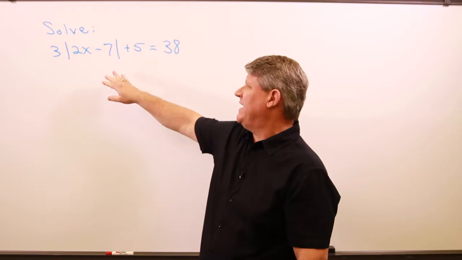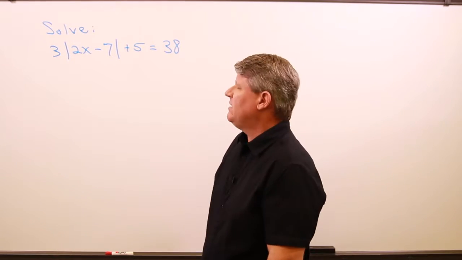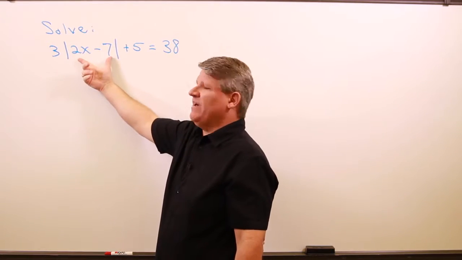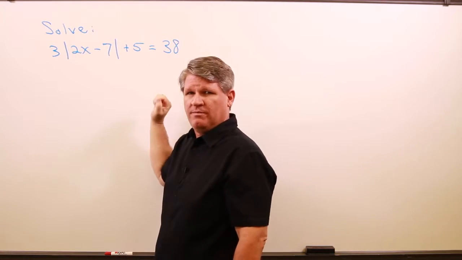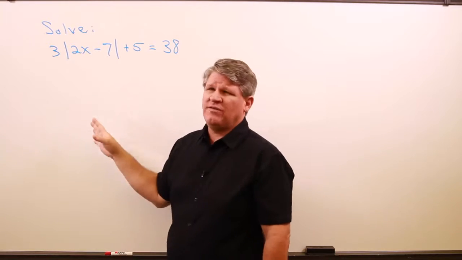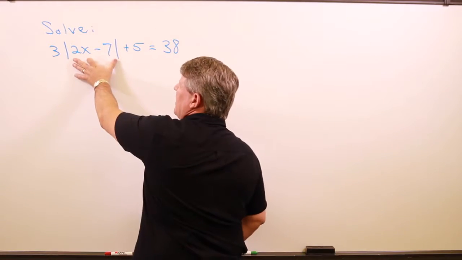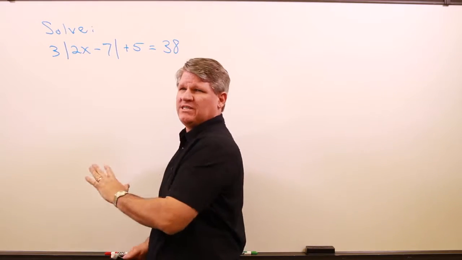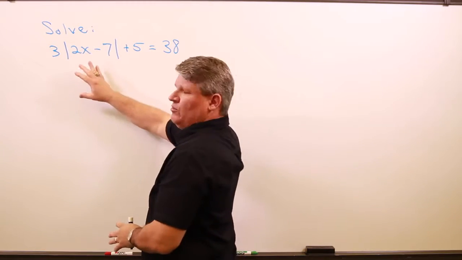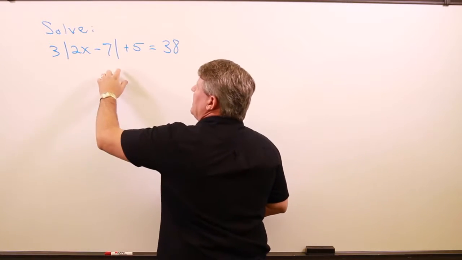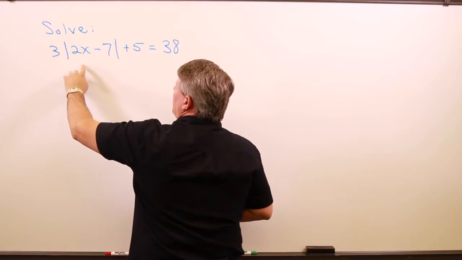We need to solve this absolute value equation. Notice an absolute value equation is an equation that has an absolute value expression within the problem. Now, to solve an absolute value equation, the very first thing we need to do is get that absolute value expression by itself on one side of the equal sign, so that we have a number on the opposite side.